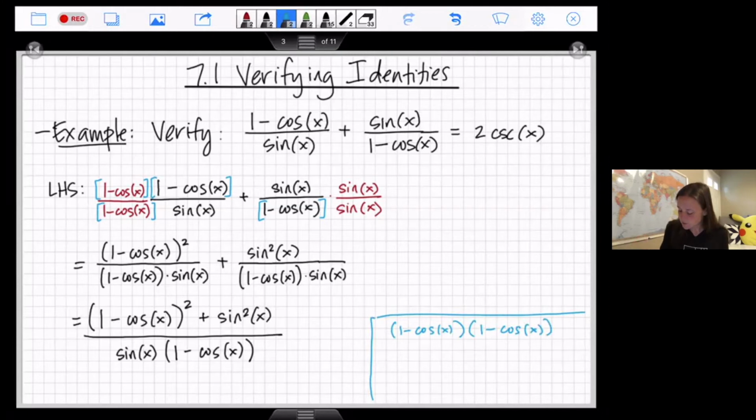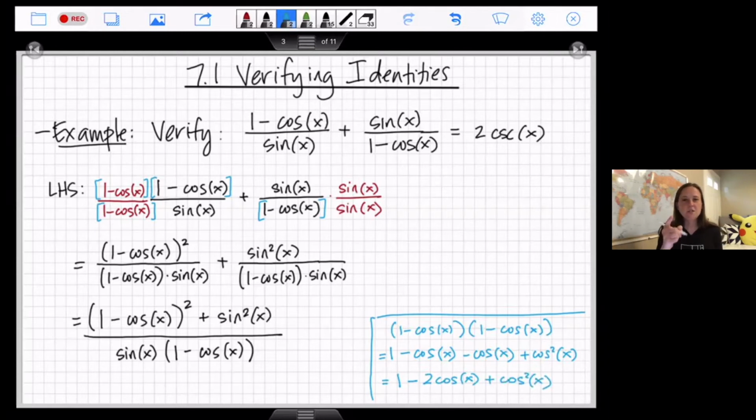Okay, so I'm going to multiply my first terms. If I do a FOIL, 1 times 1. Outer terms gives me 1 times negative cosine, minus cosine. Inner terms, negative cosine times 1 is another minus cosine. And then negative cosine times negative cosine is positive cosine squared. All right, and that's going to be 1 minus 2 cosine x plus cosine squared x. Okay, so I still have no idea how this is going to turn into 2 cosecant, but I did just have the number 2 pop up in my problem, so that's looking promising.